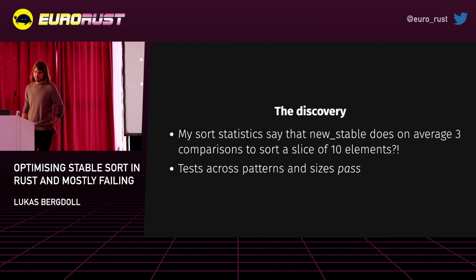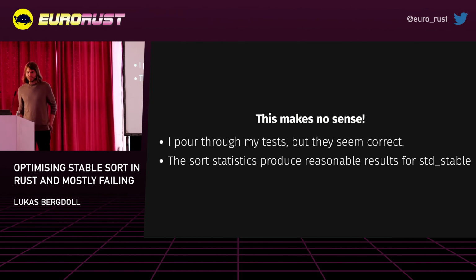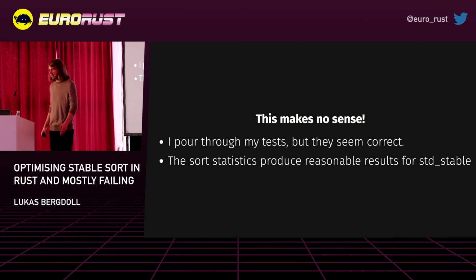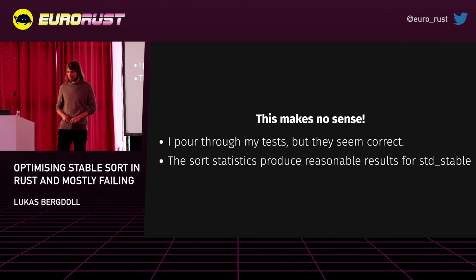At the same time, my tests all claim that it works, that it's correct. So across patterns and sizes, my tests pass. Let that sink in. Somehow it is both simultaneously correct, but somehow uses impossibly few comparisons. And this makes no sense. My first assumption is my tests are wrong. Somehow it can't be correct. But I look at my tests and I'm pretty sure it works correctly. And what's even weirder is that the sort statistics produce reasonable results for the existing implementation.